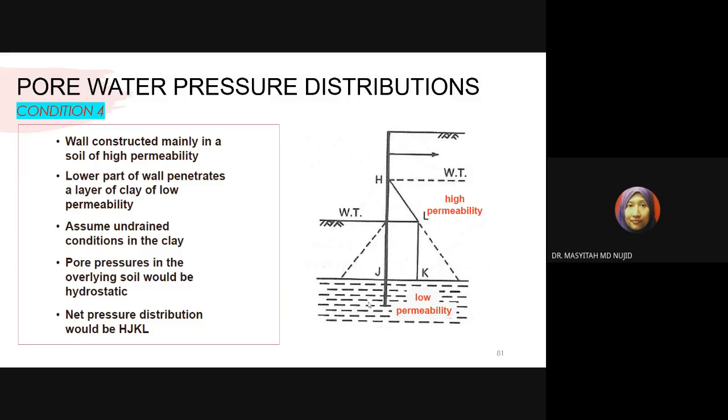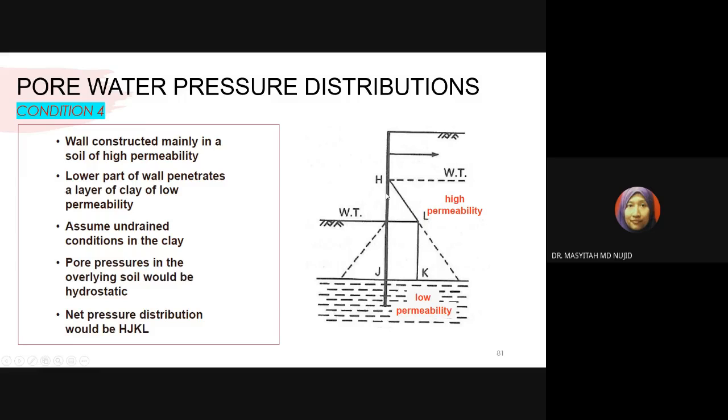Condition 4. Wall constructed mainly in a soil of high permeability, and the lower part of the wall penetrates a clay layer of low permeability. Assume undrained conditions in the clay. The pore pressure in the overlaying soil would be hydrostatic, so the net pressure distribution would be H, J, K, and L. So low permeability here we can consider as a clay, and high permeability here we can consider as a sand, for example.